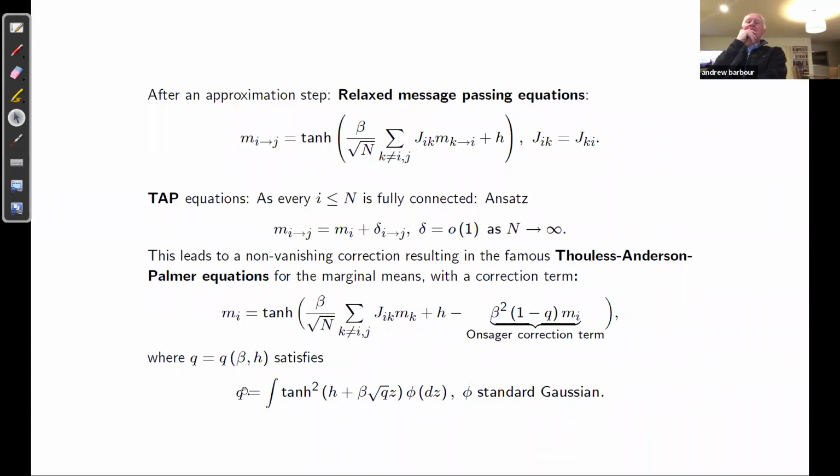So, there is a parameter q appearing here, which satisfies this fixed point equation. It's a nonlinear fixed point equation, but it's known that if h is different from 0, then it has a unique solution here.